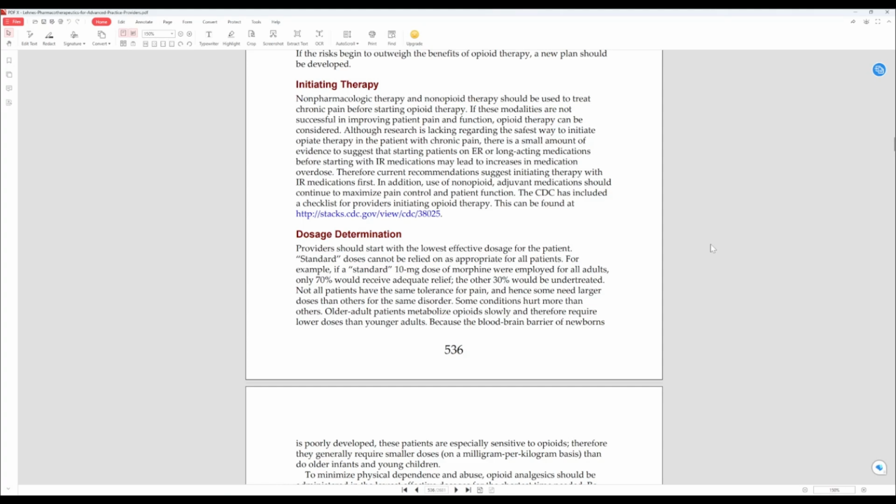a small amount of evidence to suggest that starting patients on extended release or long acting medications before starting them with an immediate release medication may lead to an increase in medication overdose. Therefore, current recommendations suggest initiating therapy with immediate release medications first. In addition, the use of non-opioid adjuvant medications should be continued to maximize pain control and patient function. The CDC has concluded a checklist for providers, and there is a website listed here.